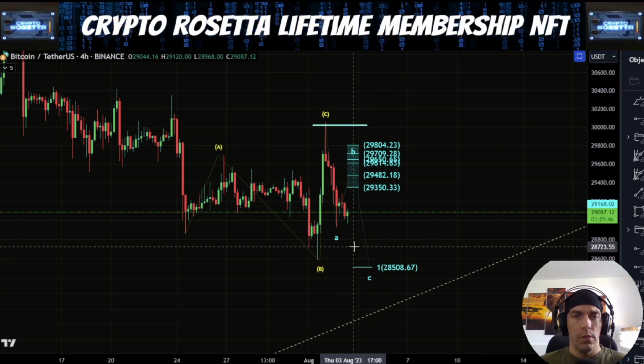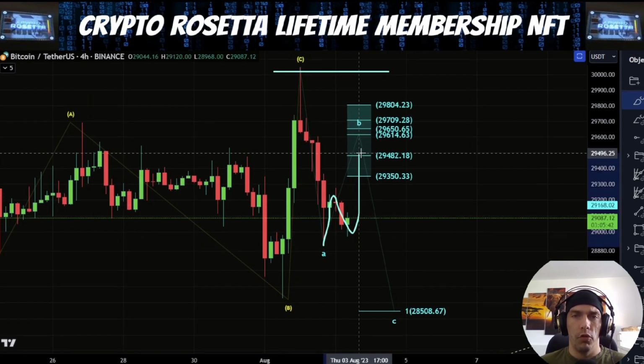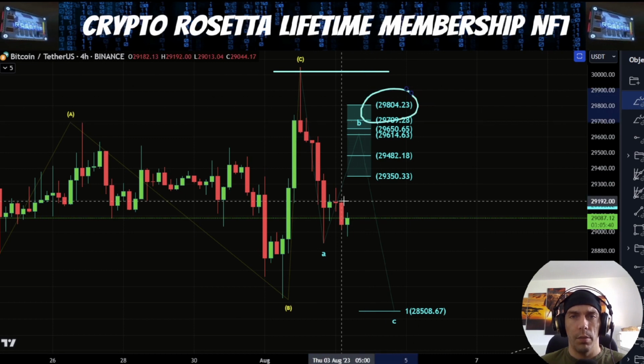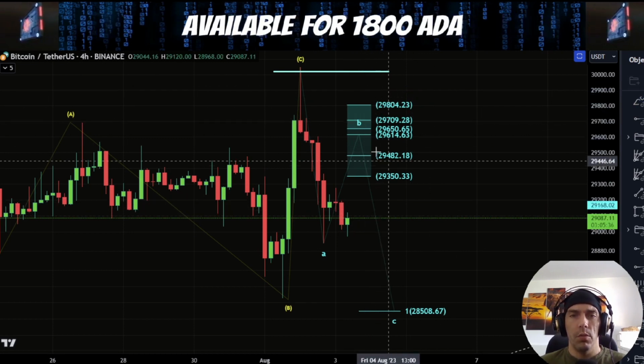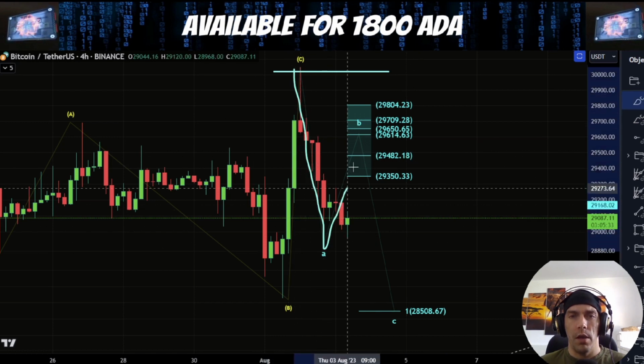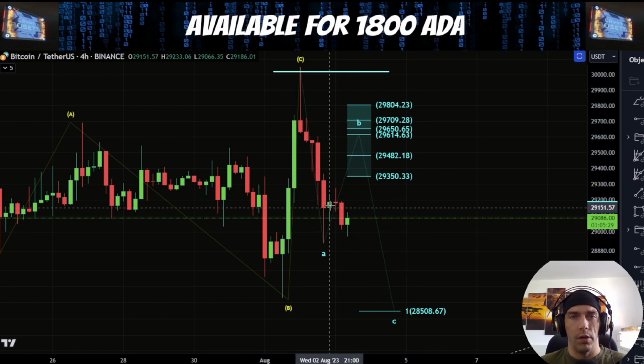So if we do see price here manage to maintain this low and see a small push to the upside, failing to break back above this 29,804 level, then potentially what we could get here is that this could be our A wave, we get a B wave up, and then we look for that potential of a break to the downside again.